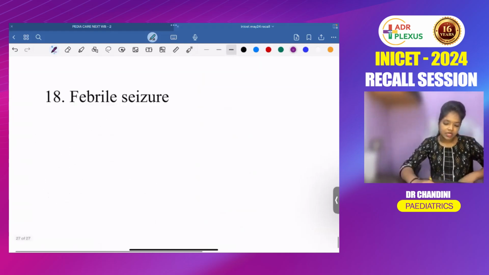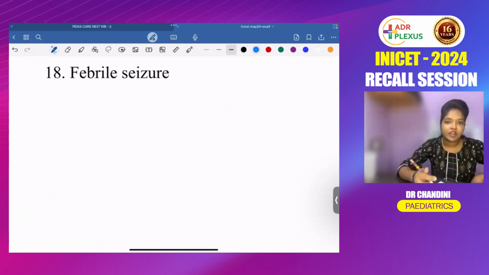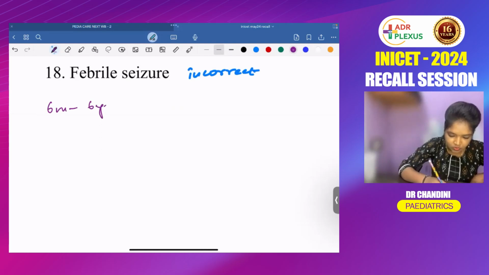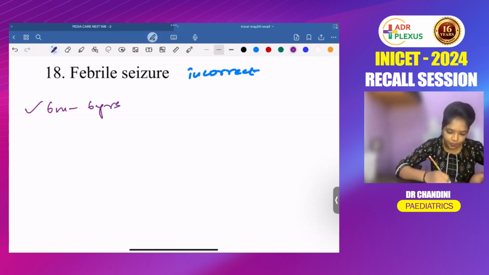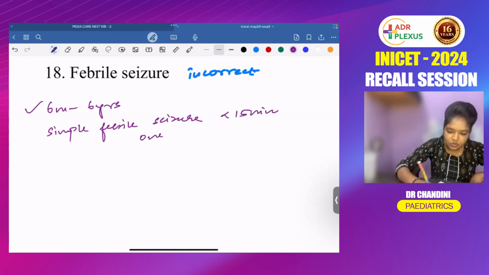Yes. And there was another question with febrile seizure. So options were somewhere like where you have to select the odd one out, the incorrect statement. Okay. So options were like febrile seizure, the age of onset is 6 months to 6 years. Yes, that is also true. Yes, febrile seizure. For you to say simple febrile seizure, duration should be less than 15 minutes, or only one episode in the first 24 hours. So that was another option.